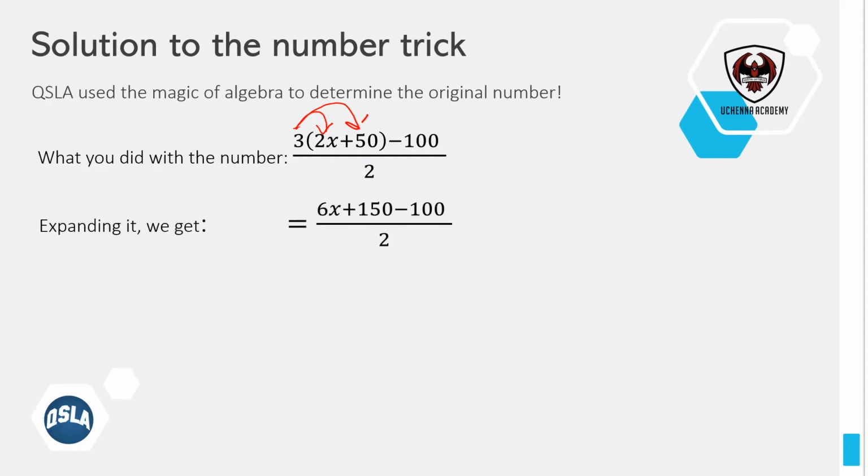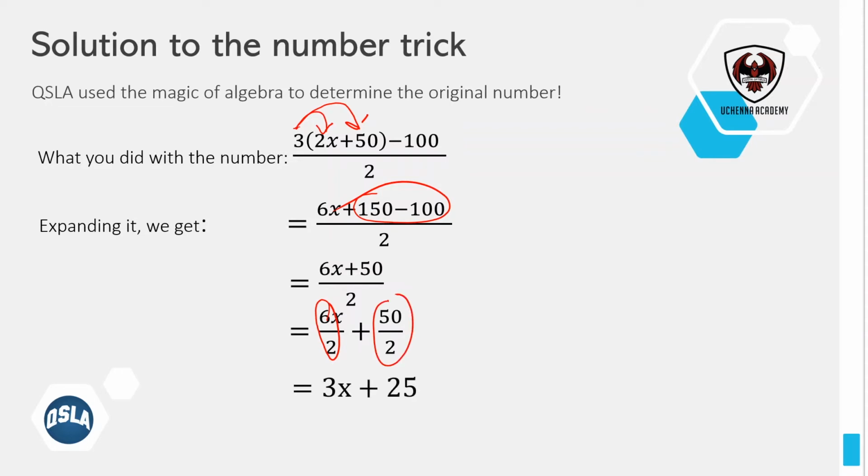So in the numerator, we would get 6x plus 150 minus 100. Collecting like terms, we get 6x plus 50, because 150 minus 100 is 50. We have a common denominator here. We can, in fact, split this single fraction into 2 separate fractions, and then go ahead and simplify. 6 divided by 2 is 3, so we have 3x, and then 50 divided by 2 is 25. So that's really 3x plus 25.